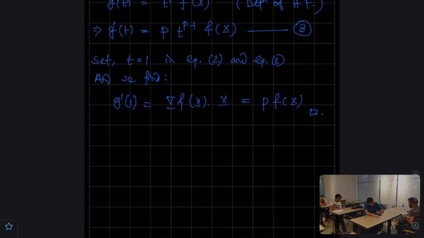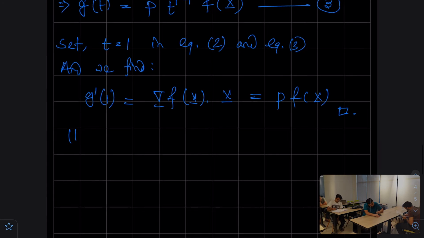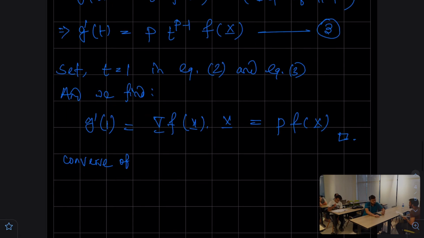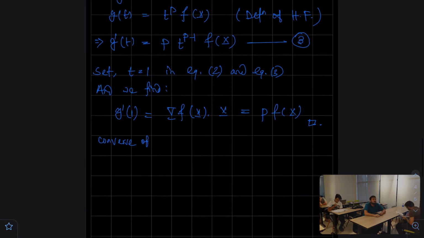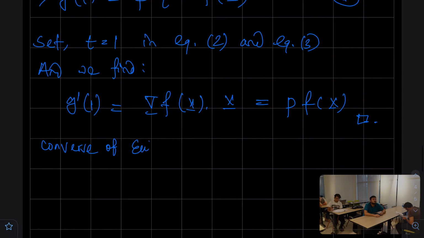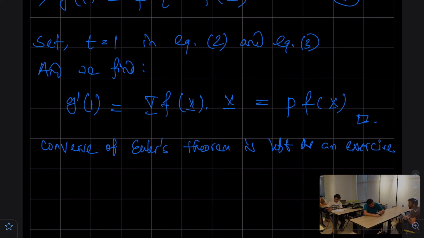So the converse is a homework. Converse of Euler's theorem is a homework. Can you state the converse? Well, you have this and then you prove that this is a homogeneous function. The solution, yeah. So the converse of Euler's theorem is left as an exercise. Typical math quote: is left as an exercise for the reader.